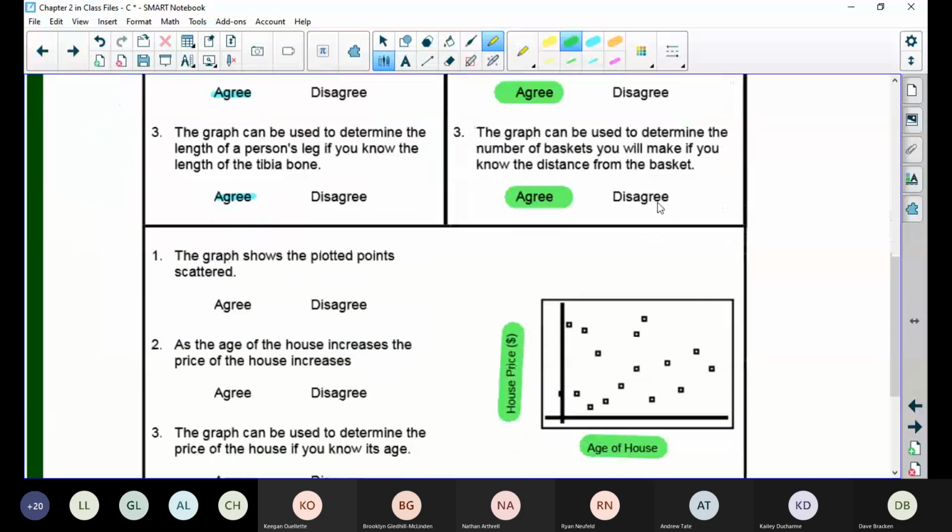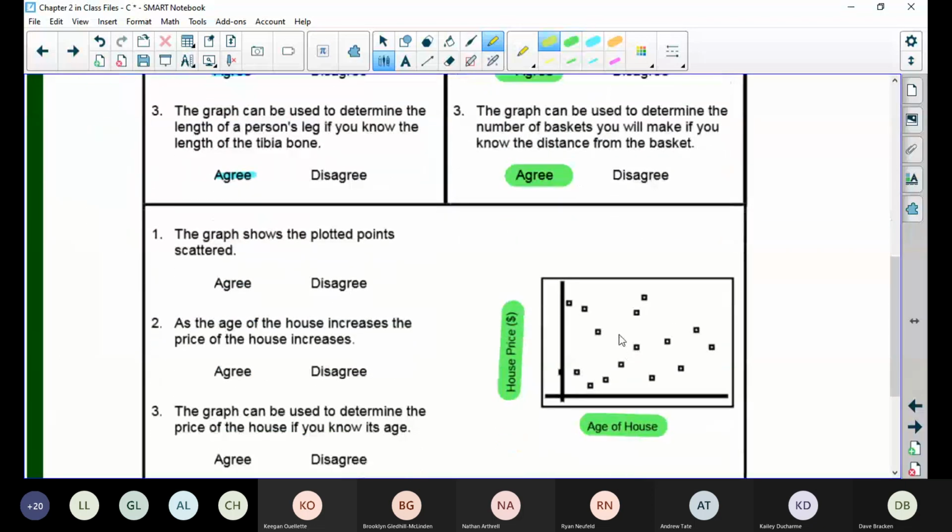Notice this one here. If I were to try to draw a line through them, I would say, well, no, I can't do that. Maybe up this, no, that doesn't work. Oh man, I don't know what to do, because look at these things. They're all scattered all over the place. So when you take a look at this, the graph shows a plot of points scattered, agreed. As the age of the house increases, the price of the house increases? No, not necessarily.